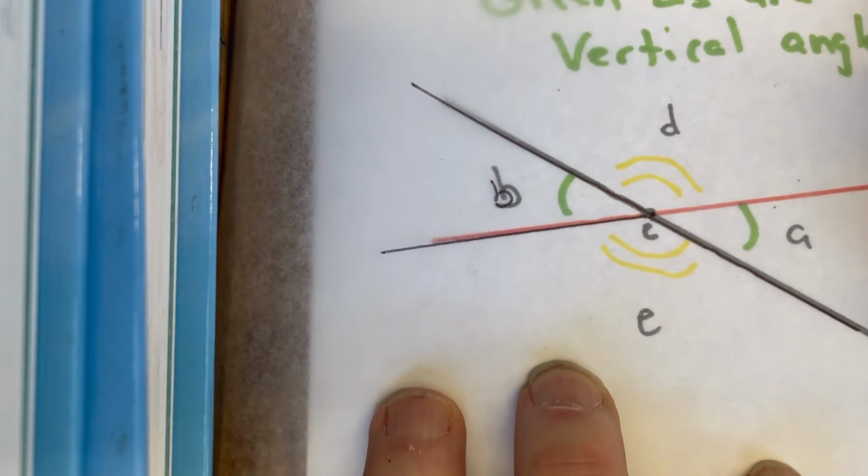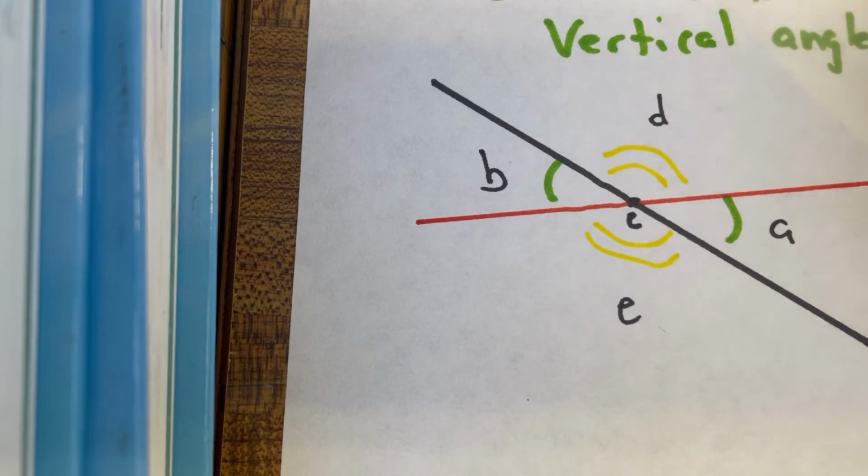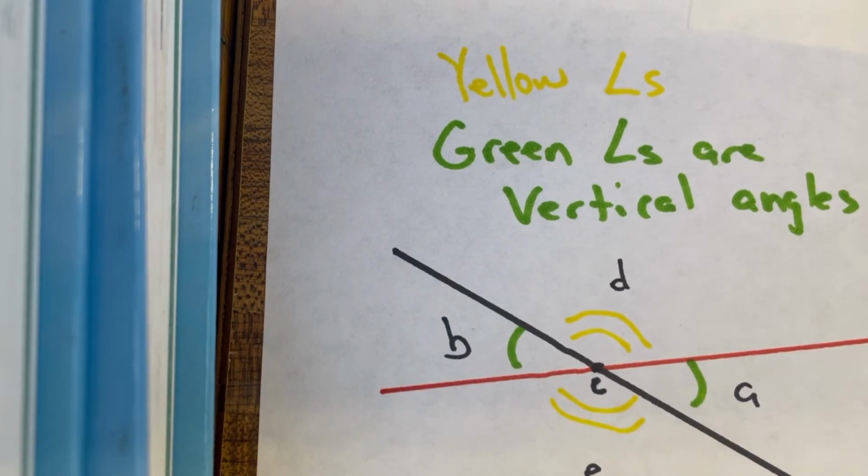So I can use a rigid transformation or rotation to prove that vertical angles are congruent.